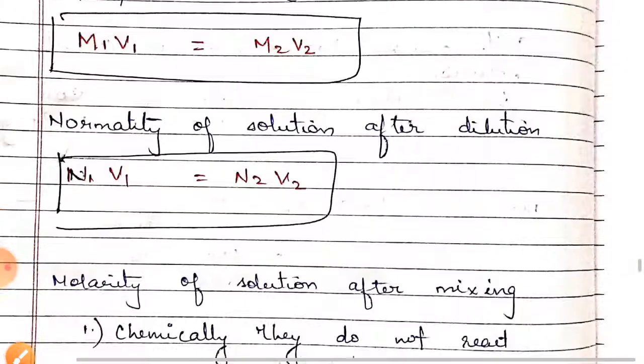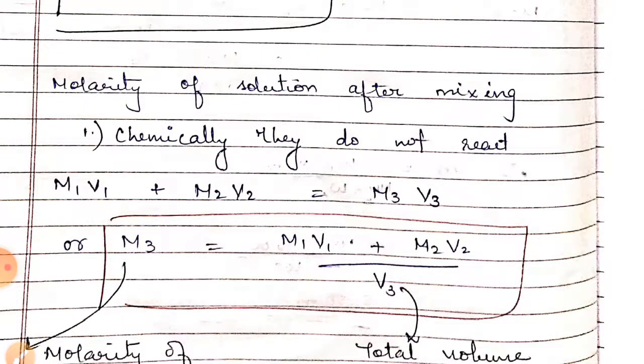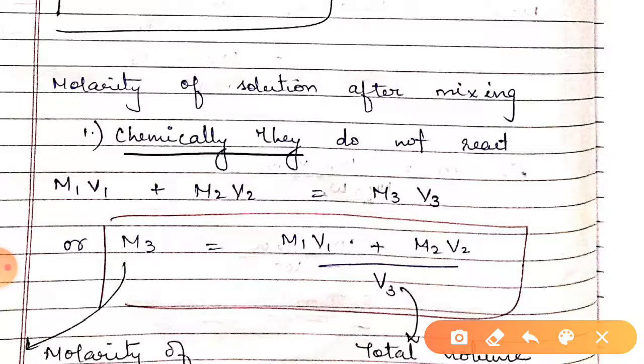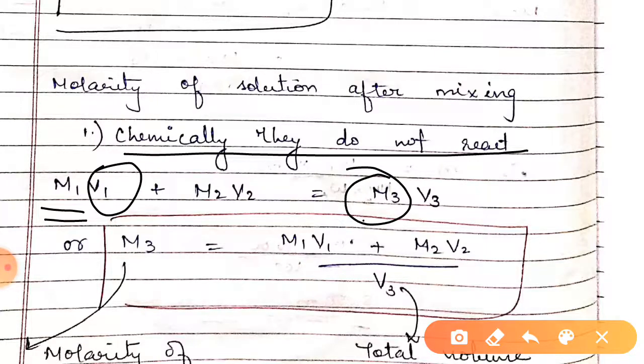Now we shall discuss mixing. Mixing means when you add two solutions. When you mix two solutions, they may chemically react or they may not react. When the two solutions that you mix do not react, and I need to find the concentration of the new solution, that is M3, I have an initial solution whose molarity is M1, of which I have taken only V1 volume, and an M2 molar solution of which I have taken only V2 volume. So what is V3? The sum of the two solutions.